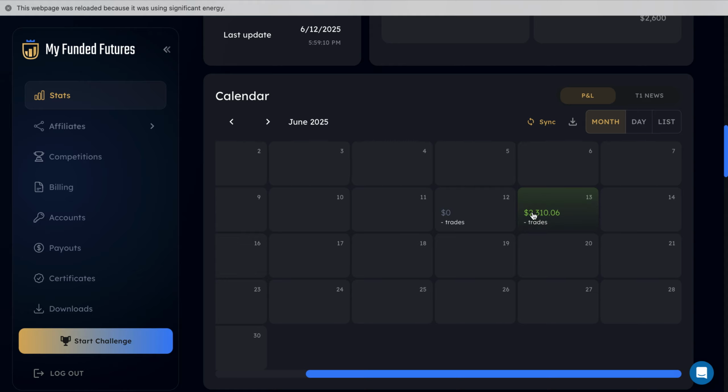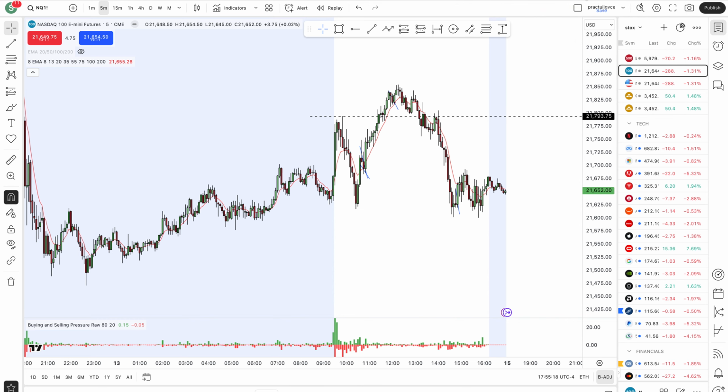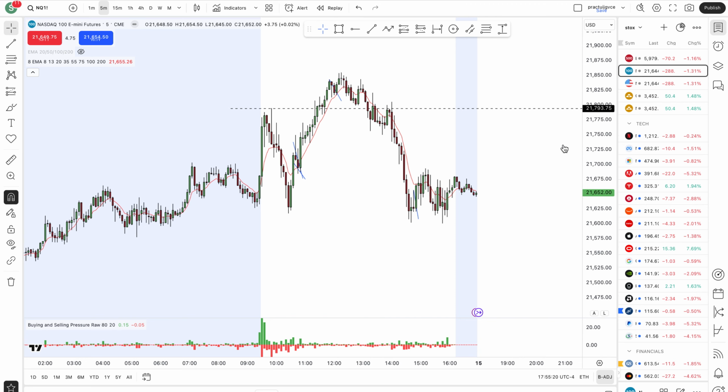I just started this new account, and this is what I made today on this challenge, just taking three high quality trades. I didn't take a single loss. This doesn't really matter, I'm just going to show you how I use the strategy.